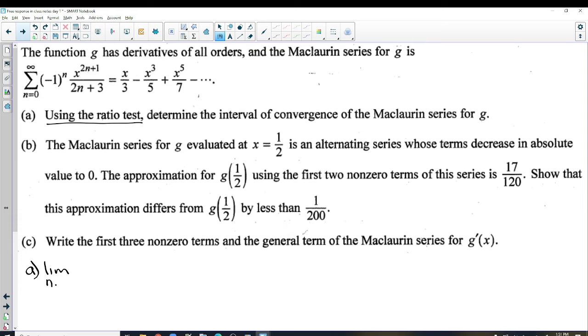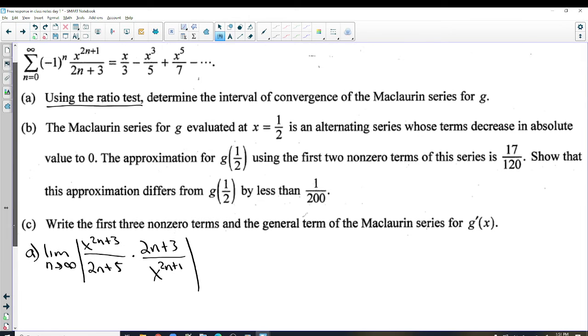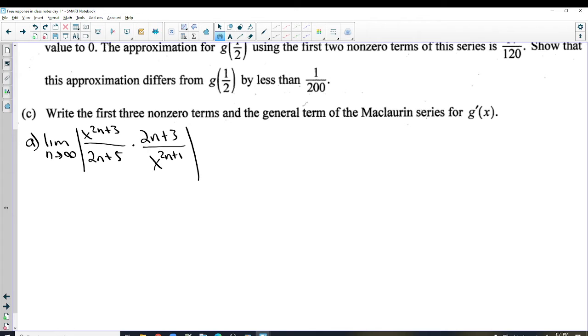All right, we have the limit as n approaches infinity of the absolute value of x to the 2n plus 3 over 2n plus 5 times 2n plus 3 over x to the 2n plus 1. Well, the n's are going to be 2 over 2, that's 1, so this really comes down to x squared has to be less than 1, because there's 2 extra x's on top. Now, I don't have absolute value because I don't need it. We got x squared, but we're going to square root, so the absolute value of x is less than 1, so negative 1 less than x less than 1.